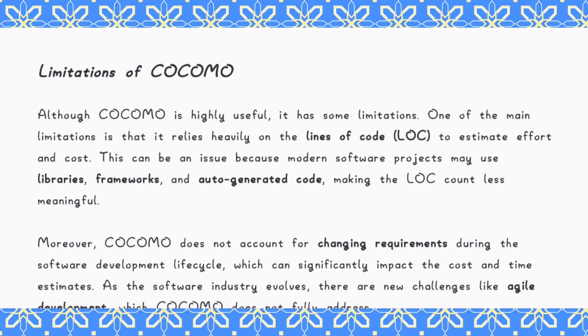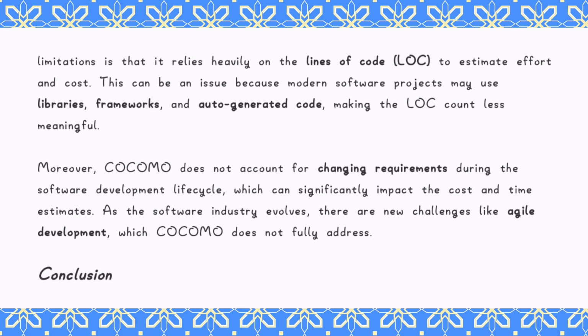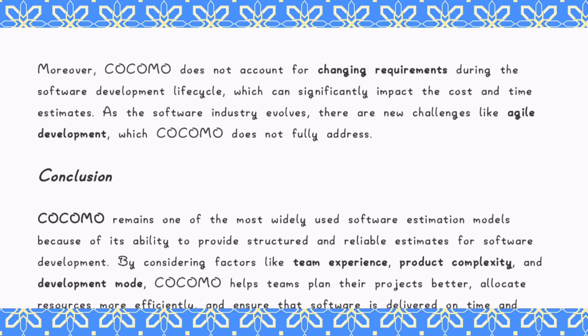Limitations of COCOMO. Although COCOMO is highly useful, it has some limitations. One of the main limitations is that it relies heavily on the lines of code, LOC, to estimate effort and cost. This can be an issue because modern software projects may use libraries, frameworks, and auto-generated code, making the LOC count less meaningful. Moreover, COCOMO does not account for changing requirements during the software development lifecycle, which can significantly impact the cost and time estimates. As the software industry evolves, there are new challenges like agile development, which COCOMO does not fully address.